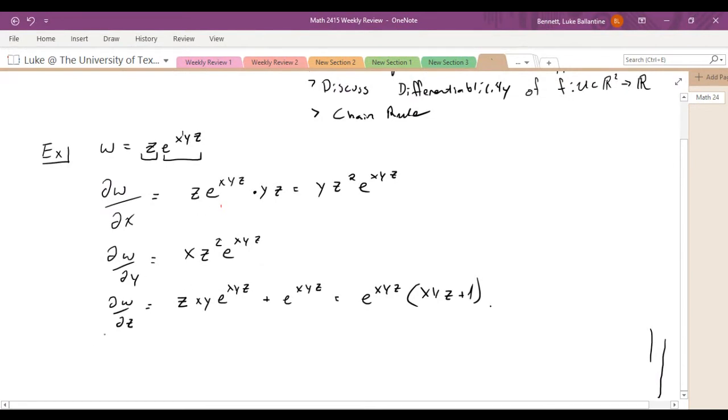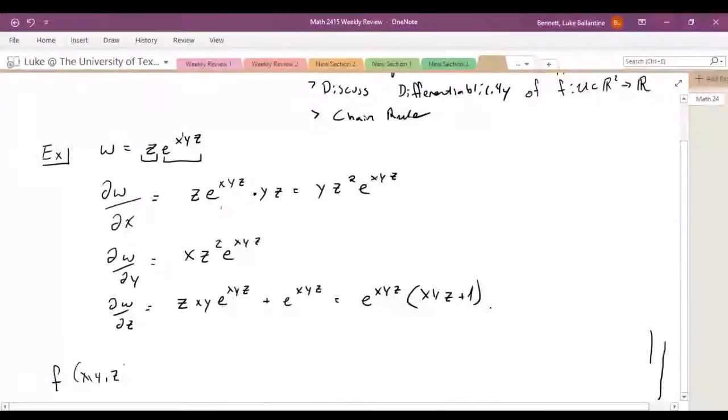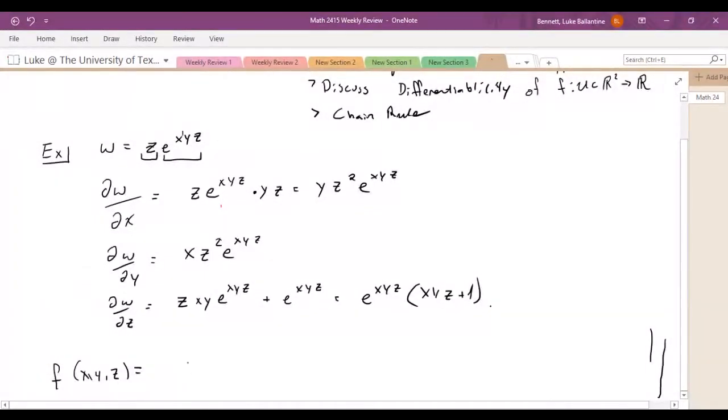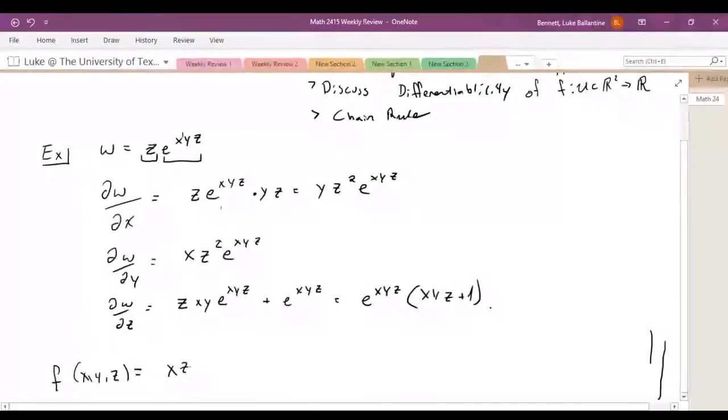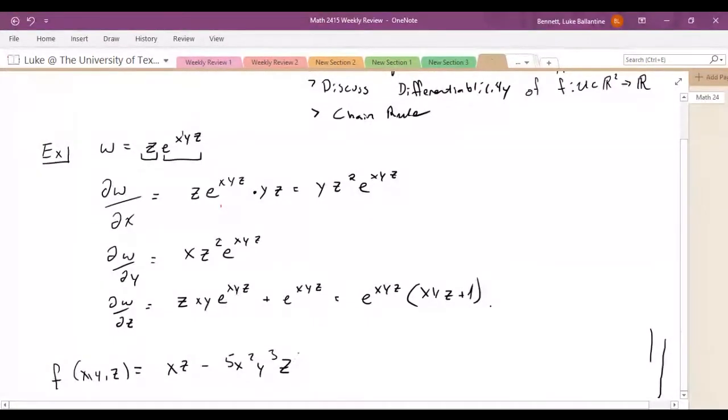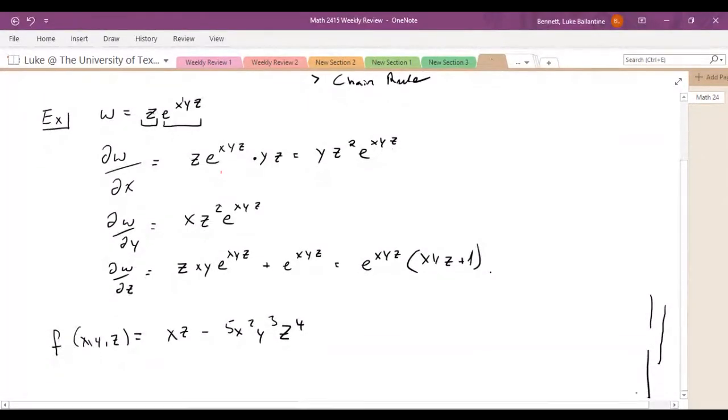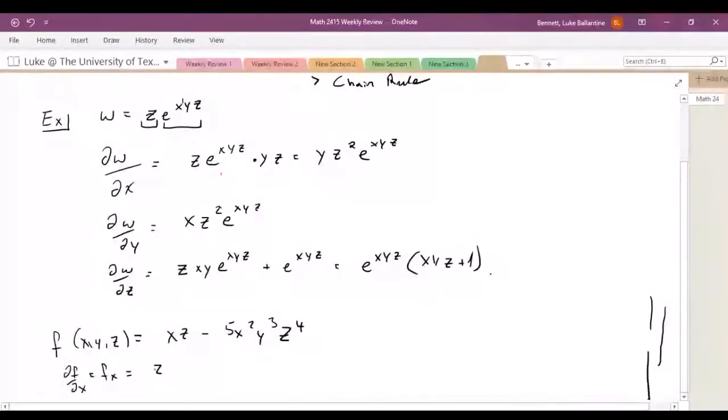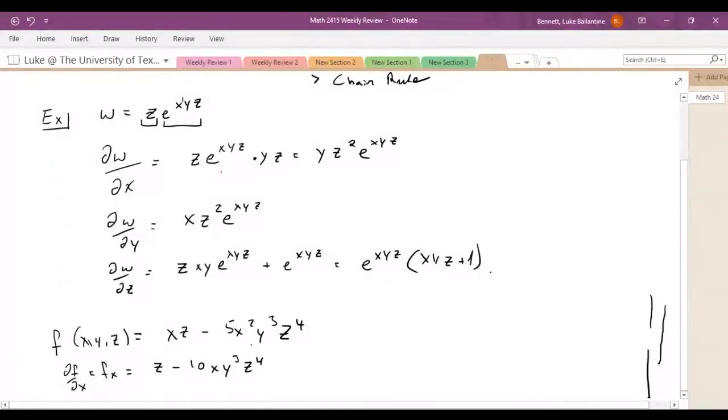Now if we have a function f of xyz equals, it's going to be a polynomial this time. We have xz minus 5x squared y cubed z to the fourth. So if we want the partial of f with respect to x of xyz, you can write it shorthand f sub x. This is going to be z minus 10xy cubed z to the fourth.